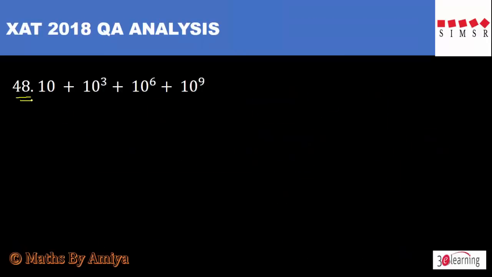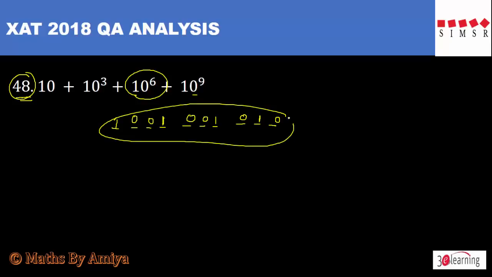Question number 48 is the easiest question, since the questions run from 48 to 74. 48 is the easiest question of the XAT. We have to find the value of this one. We have 9 zeros, so 1, 2, 3, 4, 5, 6, 7, 8, 9 zeros. Then we have 6 zeros, then 1, 2, 3 and 6 zeros. Then we have 3 zeros. Then we have 1 zero. So our answer is 1001001010, and if I am not wrong, this is option D. Question number 48, the first question of QA XAT 2018.